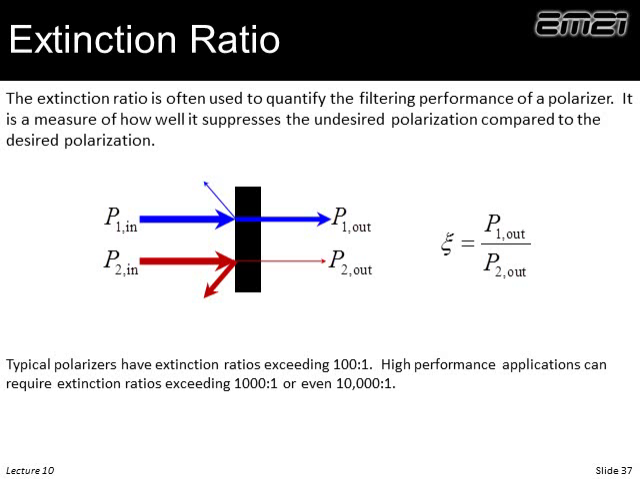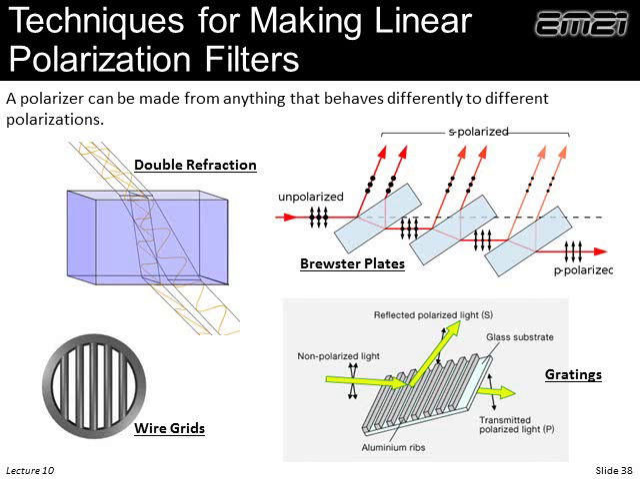So we will use the extinction ratio to essentially measure the performance of a polarizer. There's all different ways to make polarization filters. There's double refraction. Remember why we have double refraction? We have two different index ellipsoids, and the two different index ellipsoids correspond to the two different polarizations, an ordinary and extraordinary wave. And so if we double refract, one polarization goes one way, the other polarization goes the other. And if we orient this correctly with the anisotropic crystal, we can separate the two polarizations.